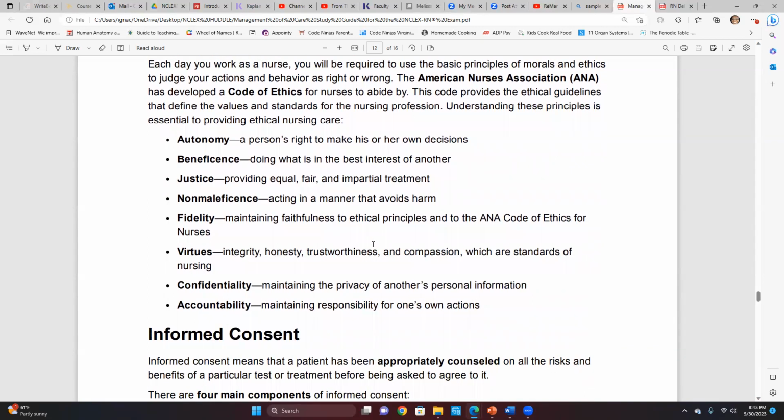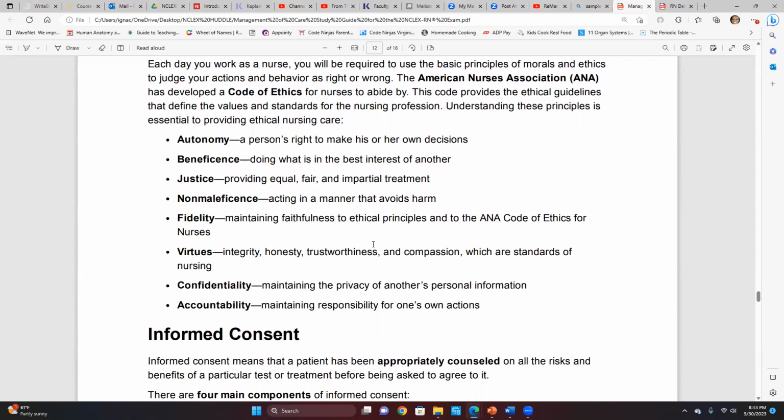Now, we know that as nurses, we're governed by the American Nurses Association Code of Ethics. And we think about autonomy, that is the patient's right to make their own decisions. Beneficence is doing what is in the best interest of another. And justice, that's providing fair, equal treatment to all patients.